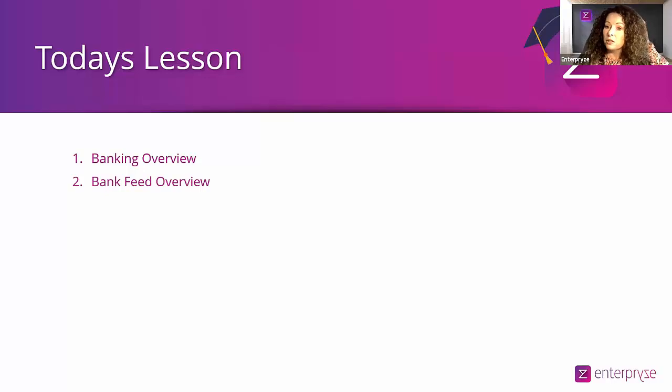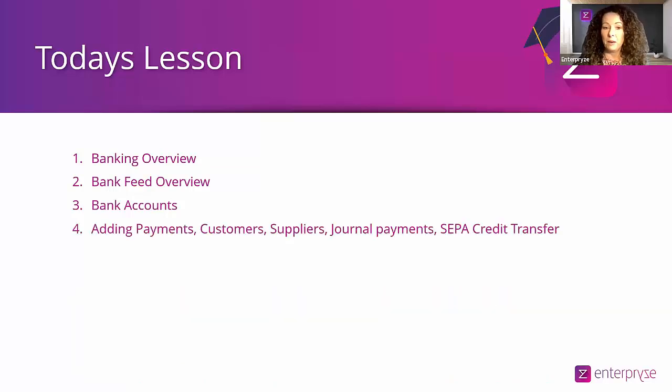So obviously what we'll do is we'll just look at the banking overview, what it is that you can do within the system. We will then focus in, of course, as always, on those specific areas such as the bank feed. We will look at the bank accounts, so the importance of setting up your bank account and what that means for all the different payment types that you utilize within the system. So how can you add those payments? What kind of payment types can you process within the system? So for example, customers, suppliers, journal payments, SEPA and BACS, credit transfers.